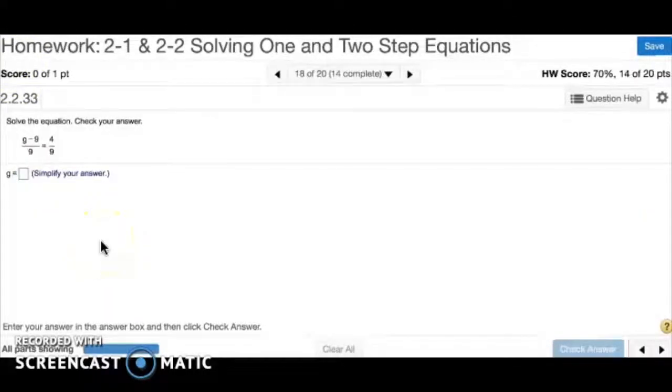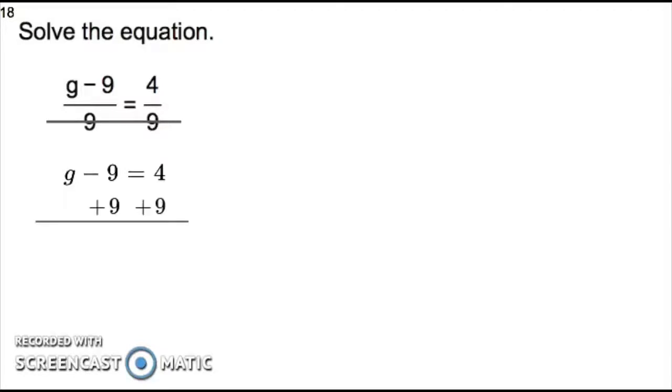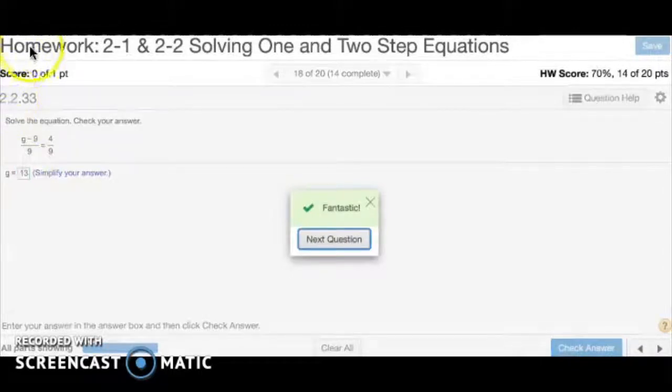Number 18, we are solving the equation g minus 9 over 9 equals 4 over 9. Notice how on both sides of the equal sign, we only have fractions, and they have the same denominator. What we do in that case is we can simply cross the 9s out, which would leave us with g minus 9 equals 4. So then we simply add 9 to both sides, and we get g equals 13 as our answer. So let's type it in. Typing in 13 as the answer for number 18.